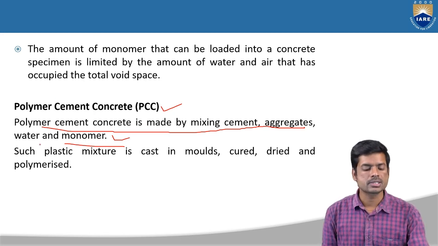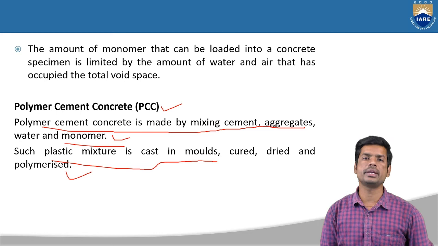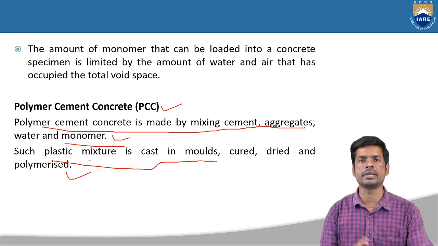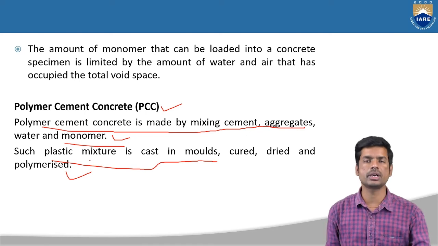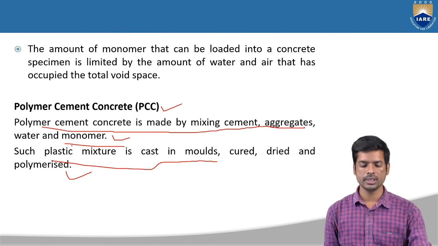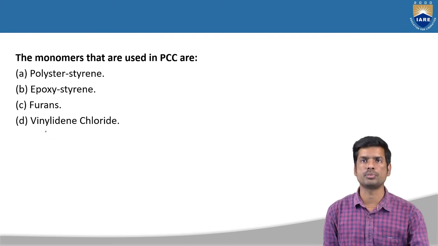Okay, and such plastic mixture is cast in molds, cured, dried, and polymerized. That means we are going to apply some heat. After casting and after drying the cubes, we are going to do the polymerization with the help of heating. So this is polymer cement concrete.